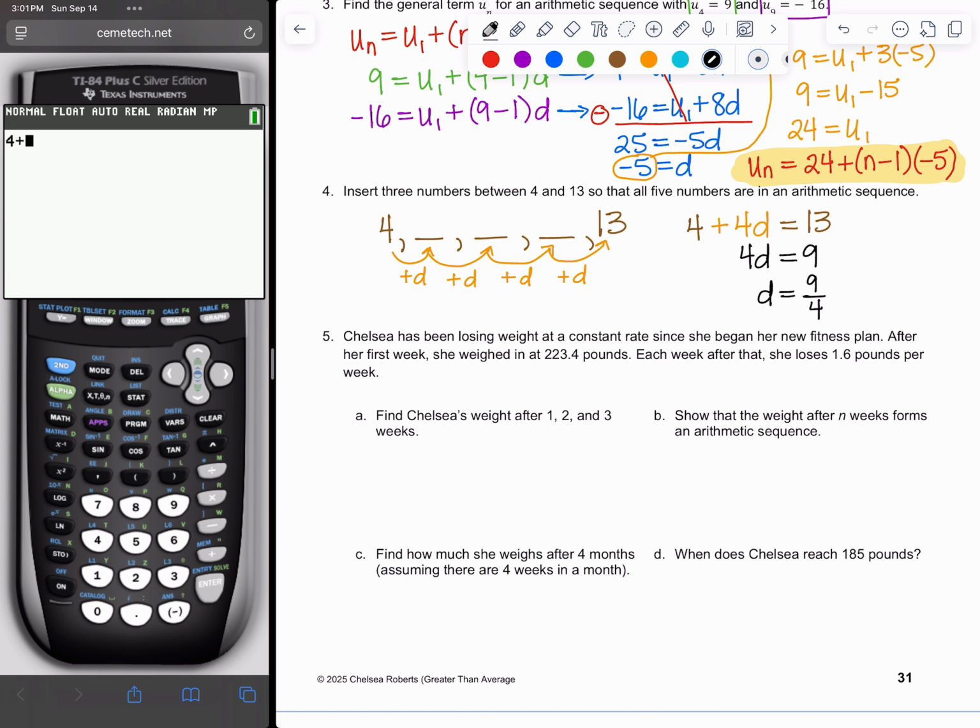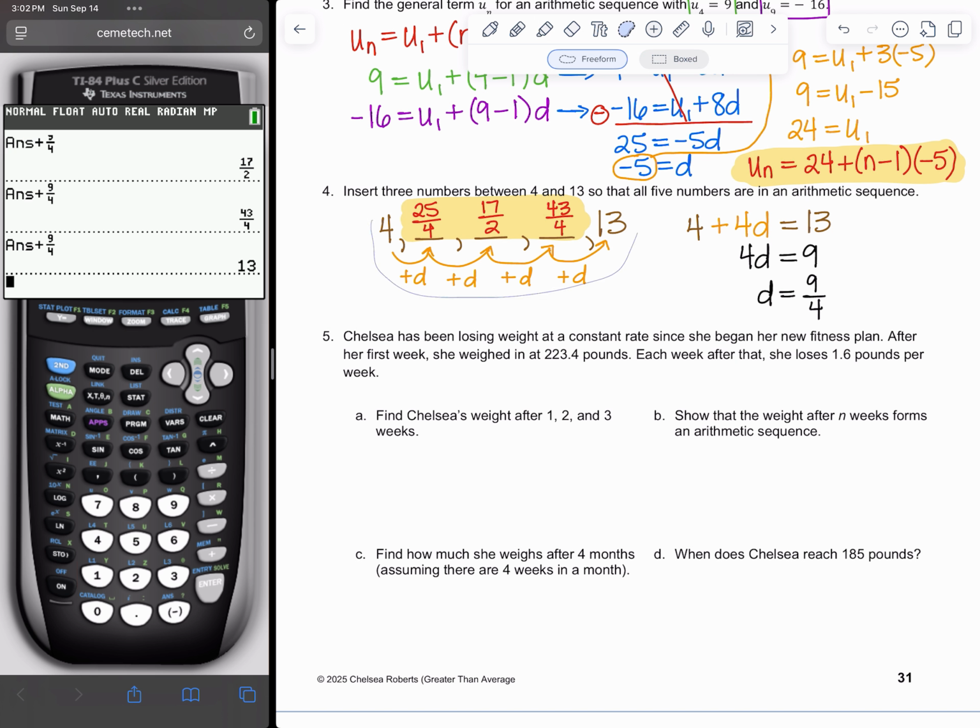If I do 4 plus 9 over 4, I get 25 over 4. So that means that my other numbers is going to be 25 over 4. Then I'm going to add 9 over 4 again, and I end up getting 17 over 2. And then I'm going to add 9 over 4 again, and I end up getting 43 over 4. And then I'm going to add 9 over 4 again, which gives me the 13. So I know that my 3 numbers are going to be 25 over 4, 17 over 2, and 43 over 4. So those are my 3 numbers there.